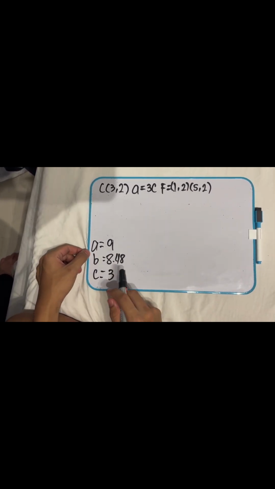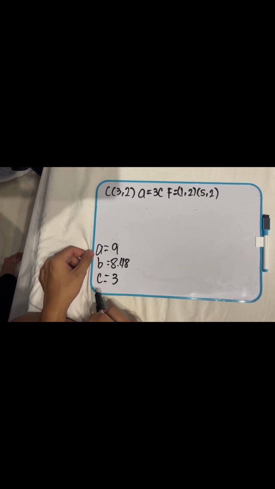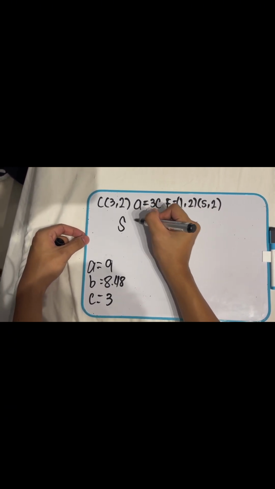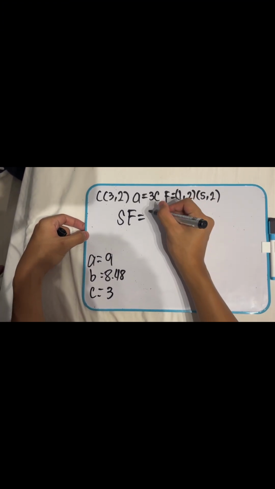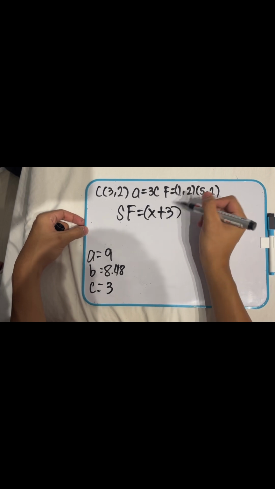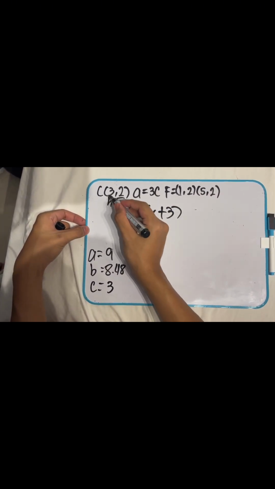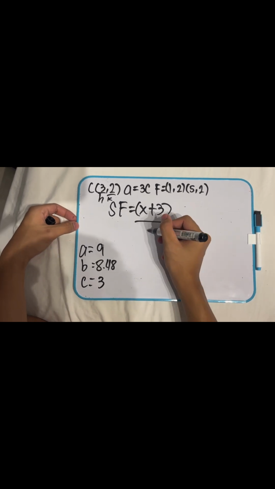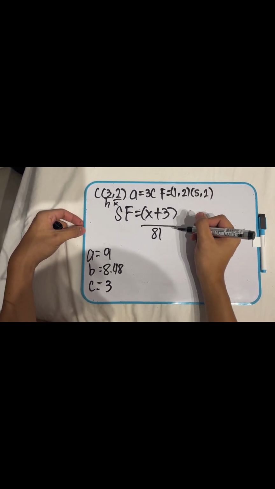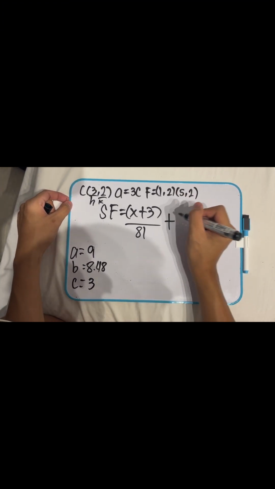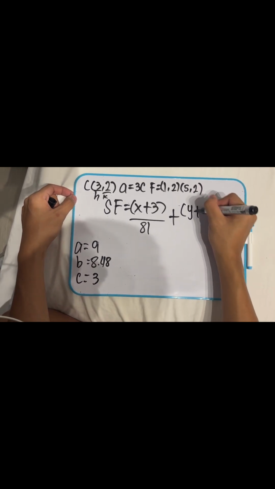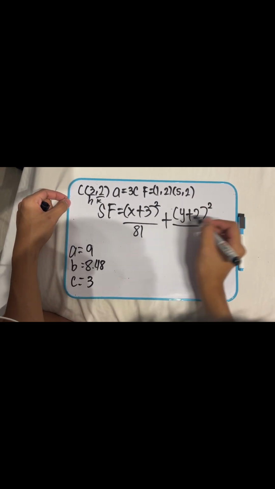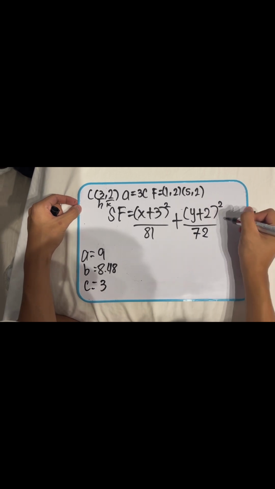Okay, so now that we have the value of our b, which is 8.48, we can now get our standard form, which is (x + 3)² over a squared, which is 81, plus (y + 2)², the values of our h and k, over b squared, 72, equals 1.